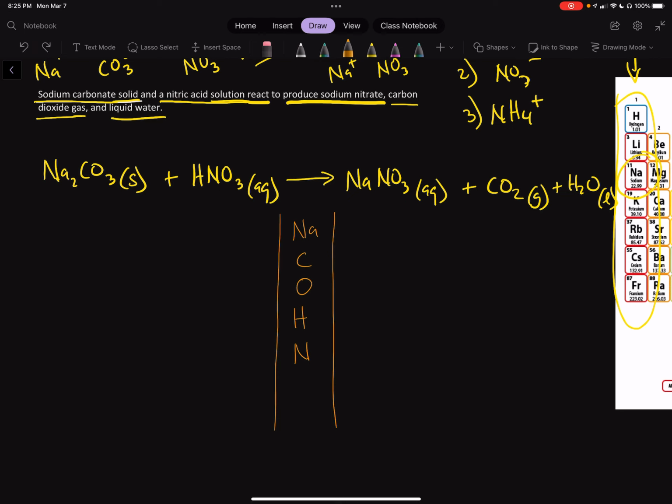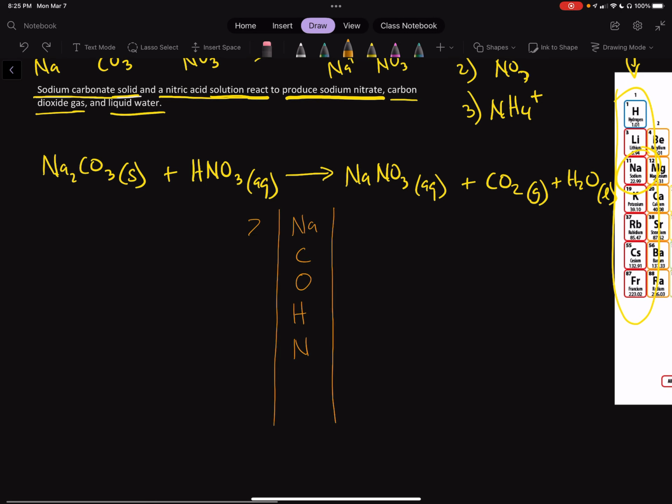So on the left side, I see we have 2 sodiums, so I'll put a 2 right there, and there's 1 carbon, so I'll put a 1. I see a total of 6 oxygens, so I'll put a 6 right here. And then there's 1 hydrogen and 1 nitrogen. So that's my current head count on the left side. On the right side, I have 1 sodium, one nitrogen, carbon, I have one right there.